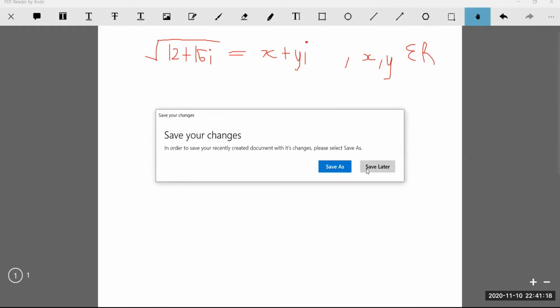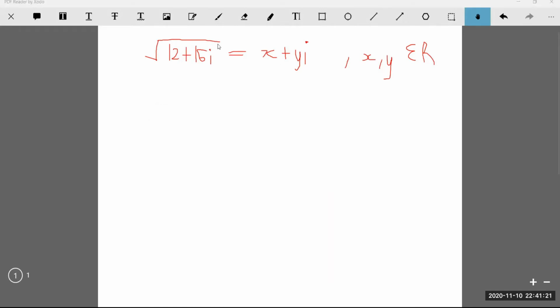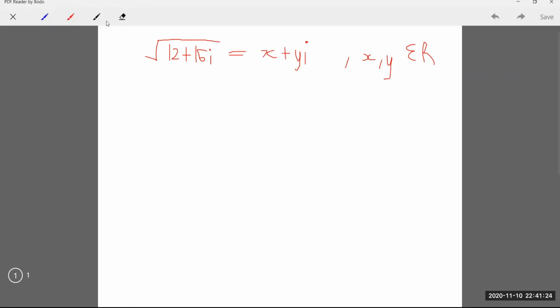Anytime we have a square root equals something, we can just square both sides, because we like to solve equations that don't have a square root. So when we square both sides, we get 12 plus 16i is equal to x plus yi all squared. Now we have that 12 plus 16i is equal to x plus yi squared.